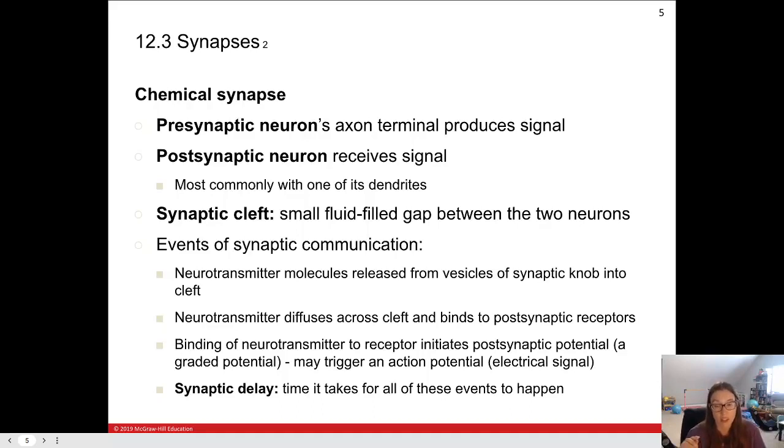The binding of the neurotransmitter to the receptor is going to initiate what we call a postsynaptic potential or a graded potential, and we'll unpack those terms in a little bit. And this may trigger an action potential in the postsynaptic neuron. The synaptic delay is the time it takes for all these things to happen. Like we said, chemical synapses are a little bit slower than electrical synapses because the neurotransmitter and everything is involved. We have to have a bunch of stuff happening. Whereas with the electrical synapse, they're connected and the ions just move from one cell to the next.